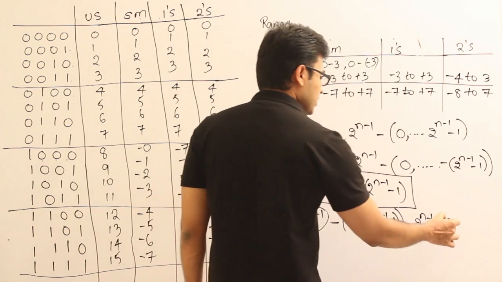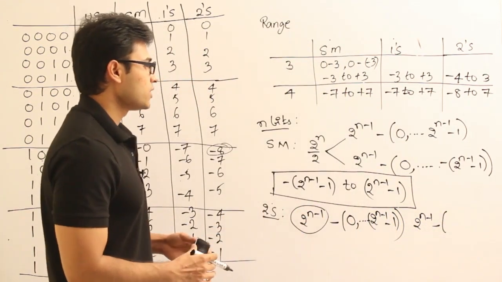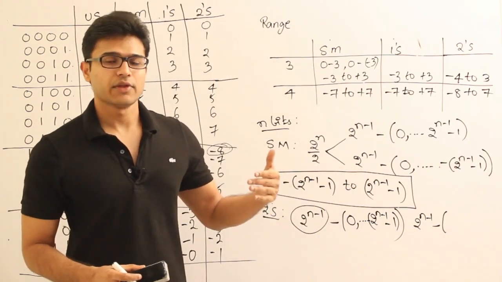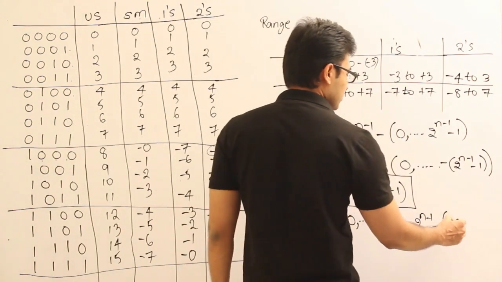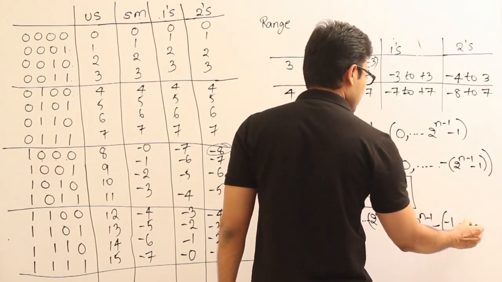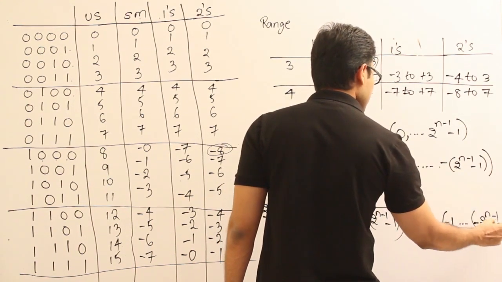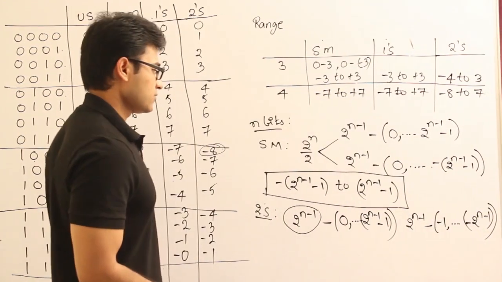Now on the negative side, we need not dedicate any combination to 0, therefore when we have these many combinations, all of them can be dedicated to negative numbers starting from minus 1. Therefore if you start from minus 1, I can go till the smallest number, which is nothing but minus 2 power n minus 1. Very important. From minus 1 we can go till minus 2 power n minus 1.